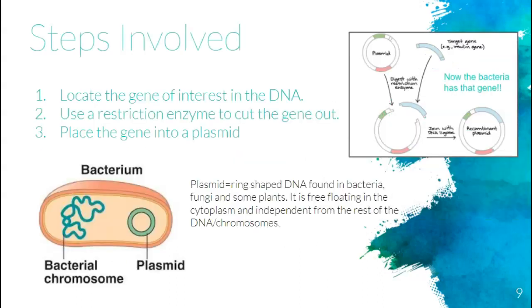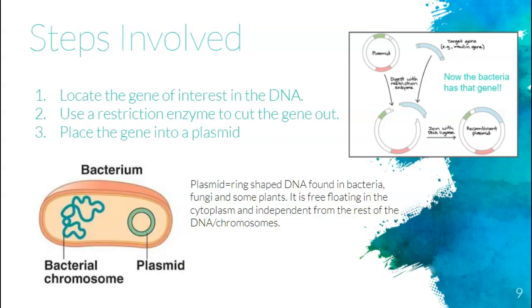So now we found our gene. We use an enzyme to cut the gene out, and now we're going to put the gene into a plasmid. What's a plasmid? If you remember back to the beginning of the semester, we learned about prokaryotes and eukaryotes and how prokaryotes typically have one circular chromosome, like right here. Prokaryotes oftentimes have little bitty bits of DNA called plasmids, and they're just little circular rings. They're in bacteria, fungi, and actually in some plants too, but typically in prokaryotes.